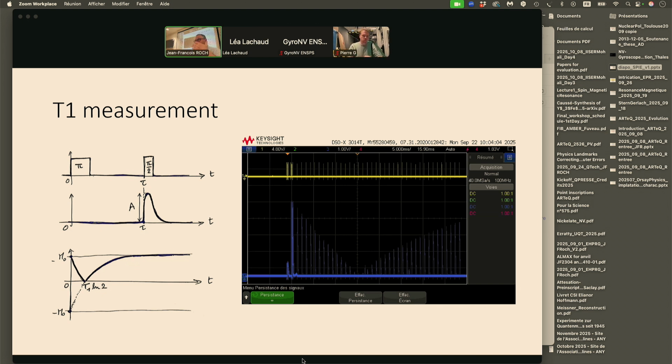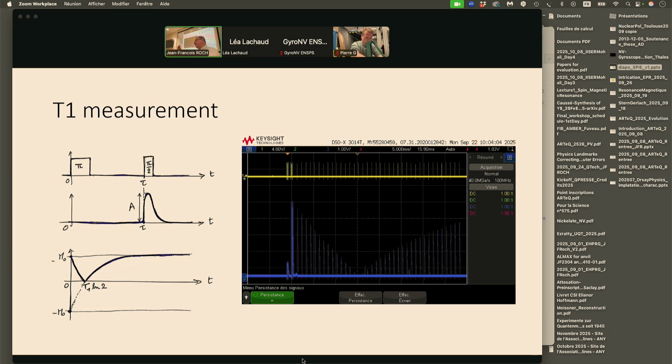So what we need to do is to transform this difference of population that I want to measure into a magnetization that I can detect with a pickup coil. And this is done by simply applying a pi over 2 pulse. So a pi over 2 pulse is a way to convert things.